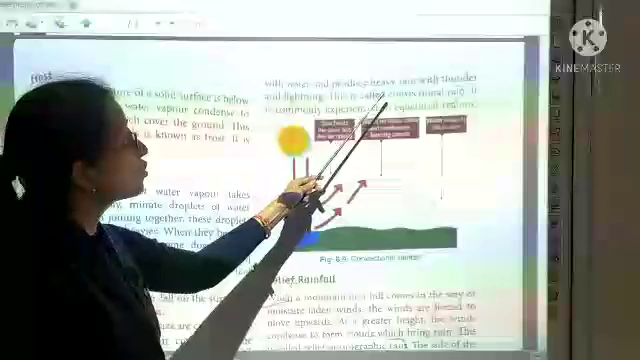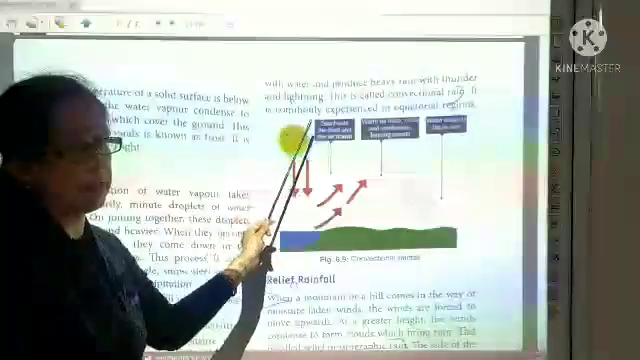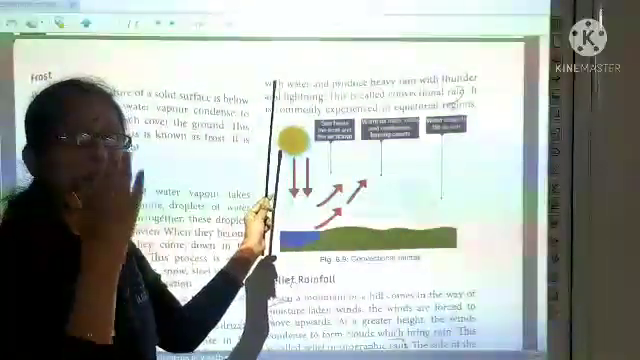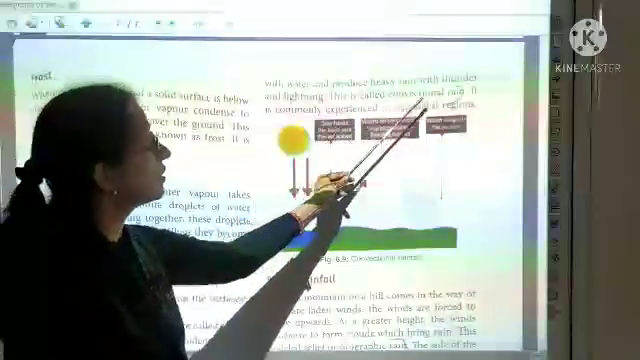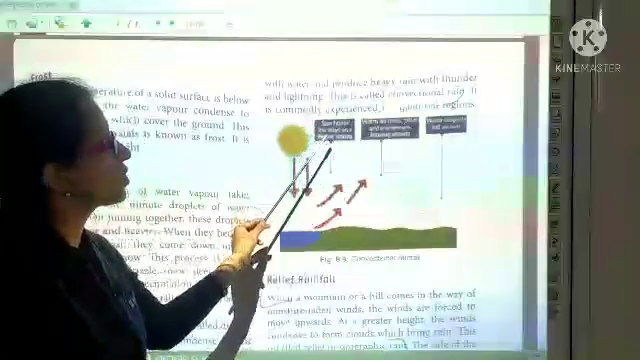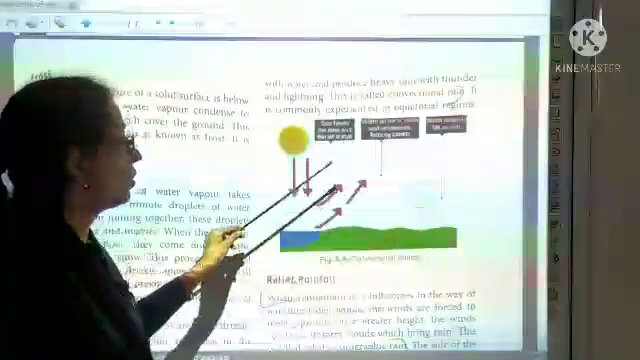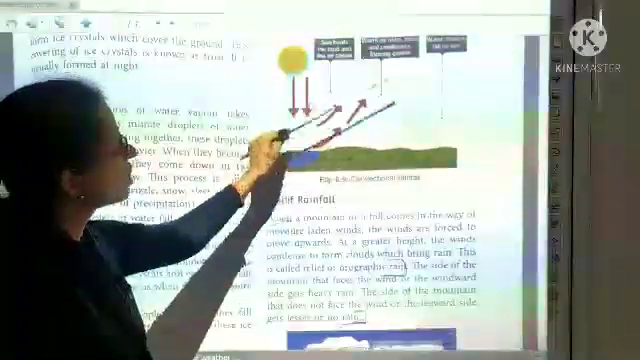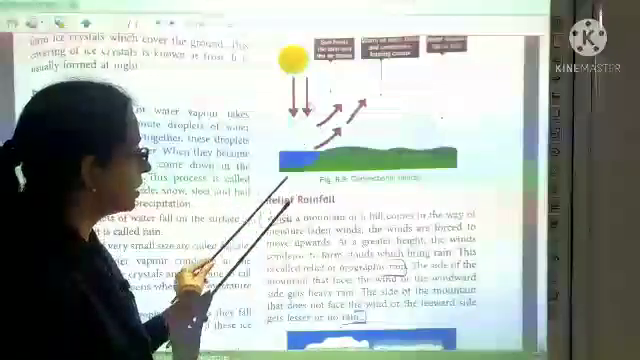And with water it produces heavy rain and thunder and lightning. उससे क्या होता है, बादल गरजते हैं, lightning, बिजली चमकते हैं. This is called conventional rain. It is commonly experienced in equatorial region. ये वाली जो situation है ज़्यादातर आपको equatorial regions में मिलेगी. This is conventional rainfall. See how it is formed. They have given in the diagram.